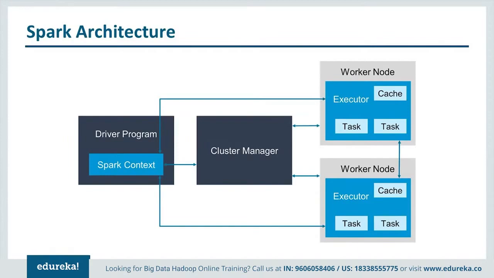Well, what is Spark context? Spark context represents the connection to the entire Spark cluster, and it can be used to create resilient distributed datasets, accumulators, and broadcast variables on that cluster. And you should know that only one Spark context may be active per Java virtual machine, and you must stop any active Spark context before creating a new one.